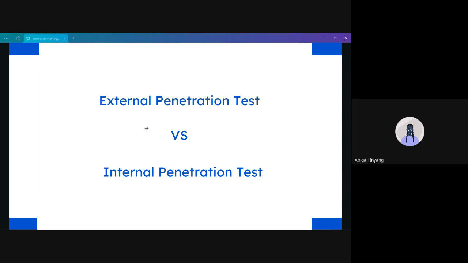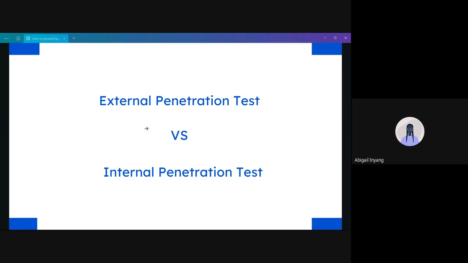So you have limited information about this company. You're starting with publicly available information from the internet, things that you can gather from the internet. And these things will help you with the information you need to exploit this company and gain access to the company.